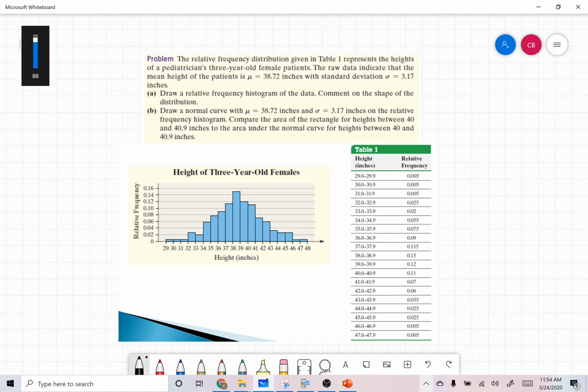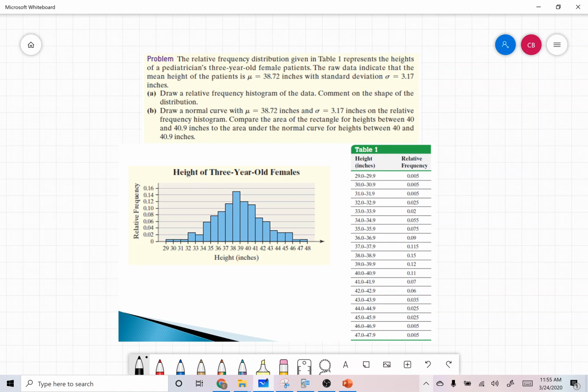Okay, so we're going to work on this problem. We have the relative frequency distribution given by table 1 represents the heights of the pediatrician's 3-year-old female patients. The raw data indicates that the mean height of the patients is 38 inches, and the standard deviation is 3.17 inches. Draw a relative frequency distribution of the data and then comment on the shape.